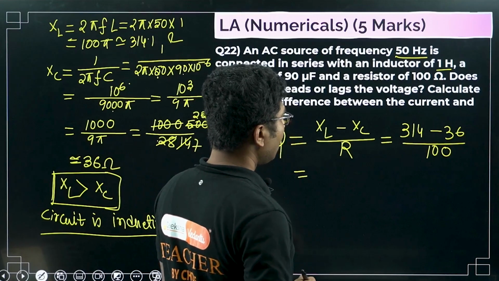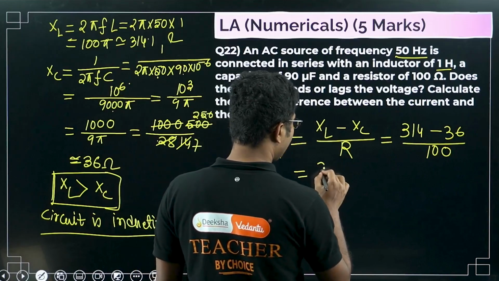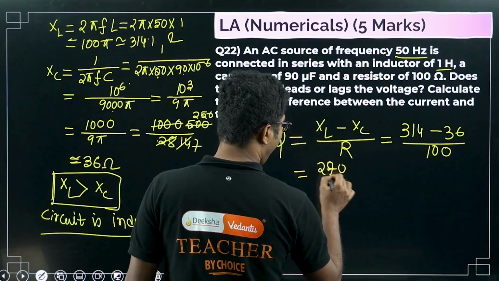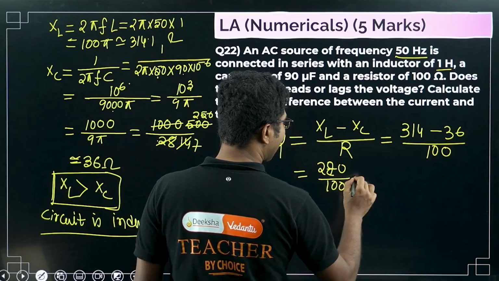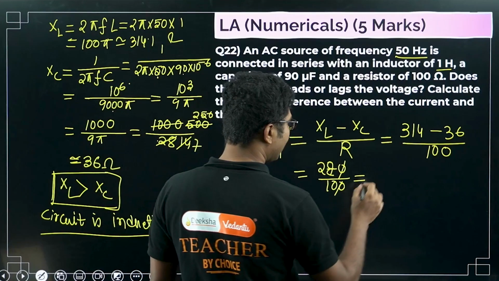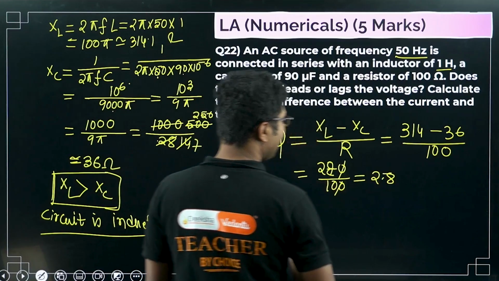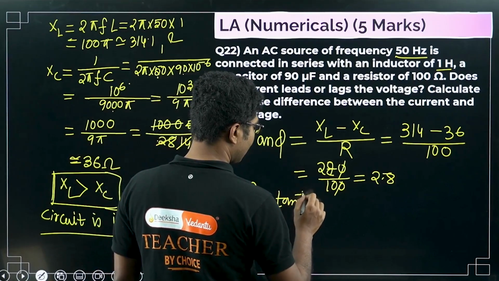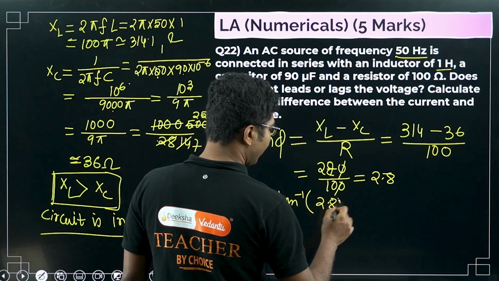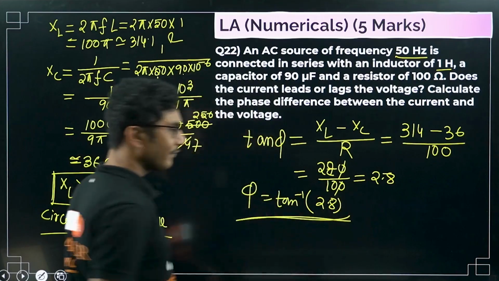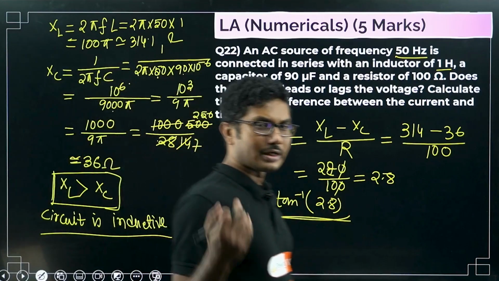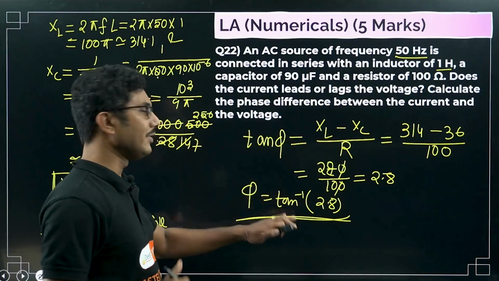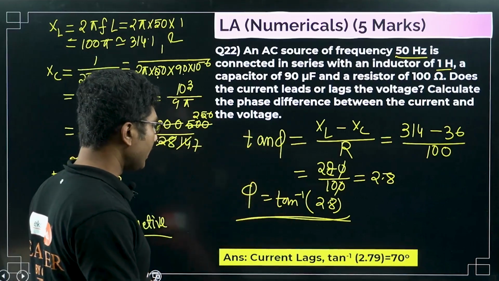So it will be approximately 280 divided by 100. It does not matter, you can calculate the exact value using your calculator. So it is 2.8, and phi will be tan inverse 2.8. So this is the final answer. A scientific calculator is not allowed, so you cannot calculate the exact value of this. If you know the answer, you can write it. If you don't know the answer, you can leave it here, you will get full marks. Don't worry, you will get full marks.